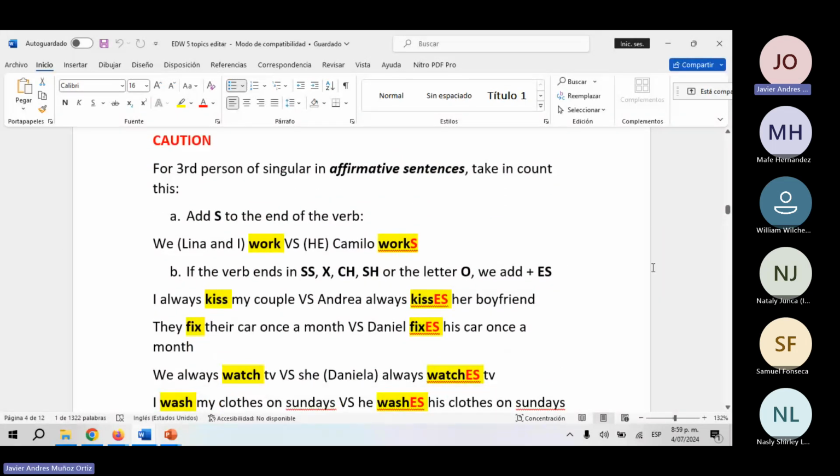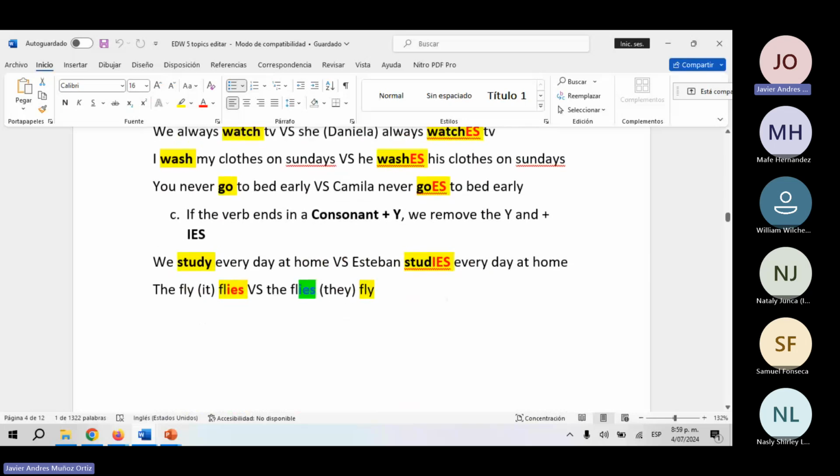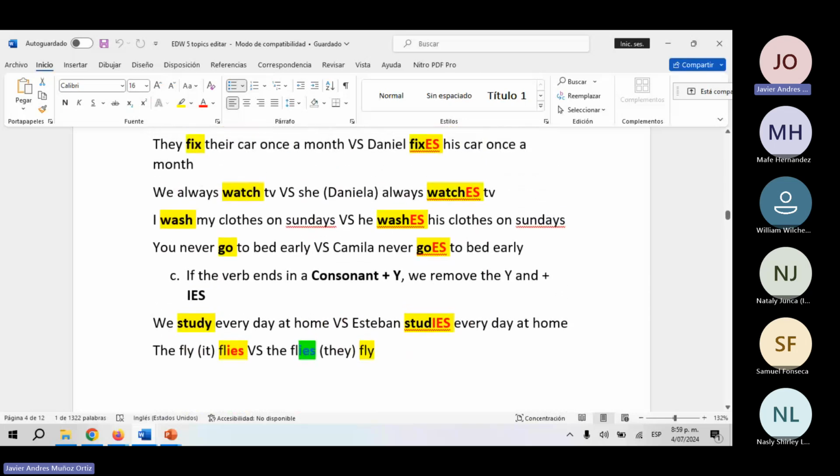And just remember, with simple present tense, with affirmative sentences, we need to be careful with Mariana, Santiago, and the rhino, right? Because these three subjects, he, she, and it, are going to modify the verb. How are they going to modify the verb in affirmative sentences? They are going to add s, es, or ies to the verb. That's it.